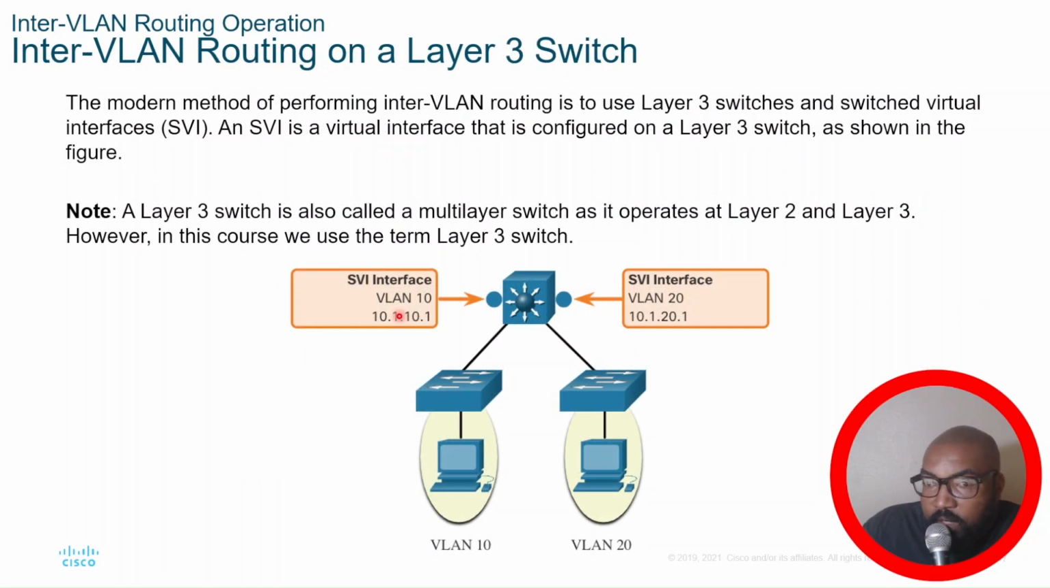Inter-VLAN routing on a layer 3 switch. That's a multi-layer switch. A modern method of performing inter-VLAN routing is to use layer 3 switch virtual interfaces, right? So these are individual switch virtual interfaces inside this layer 3 switch. It has layer 3 capabilities, therefore we're going to be using IP addressing. A layer 3 switch is also called a multi-layer switch as it operates on layer 2 and layer 3. However, in this course, we'll use them as a layer 3 switch.